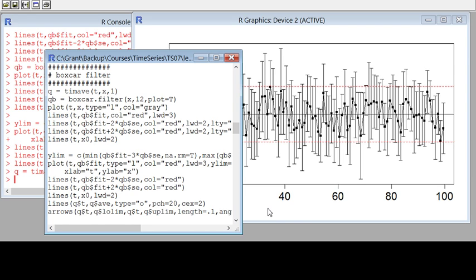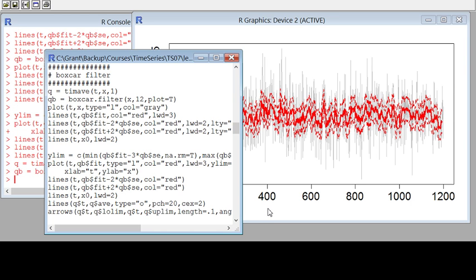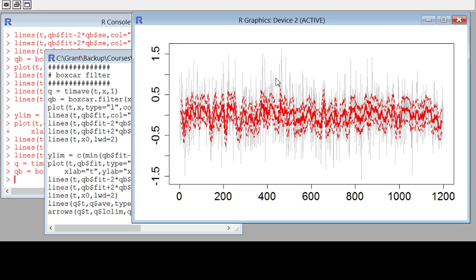The times are evenly spaced, which is important for the boxcar filter. A 1-year time slice has 12 data points in it if they're monthly data like these are. So I'm going to apply a 12-point boxcar filter and have it produce a plot. We can see that the data are the gray line. The thick red line is the smoothed estimates, the boxcar filter values.